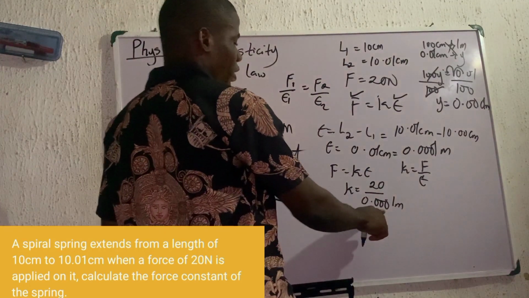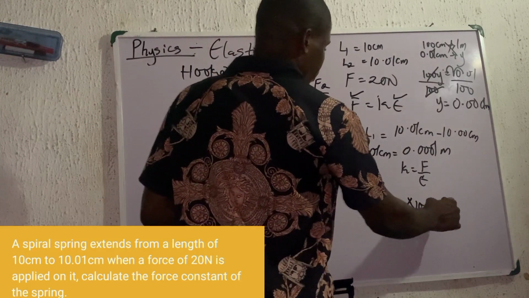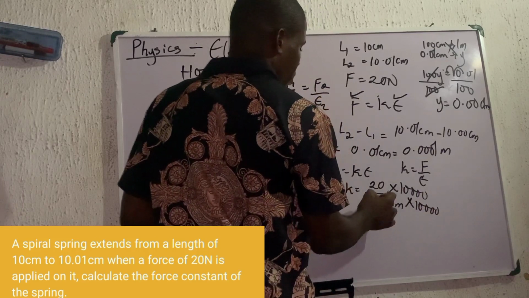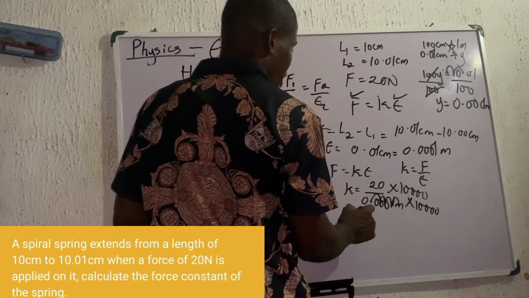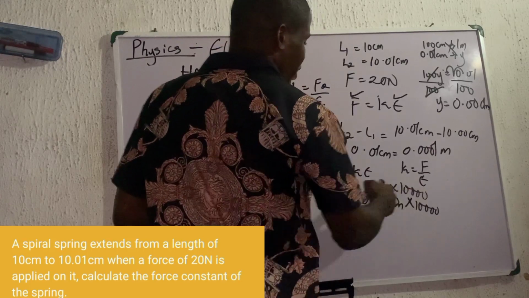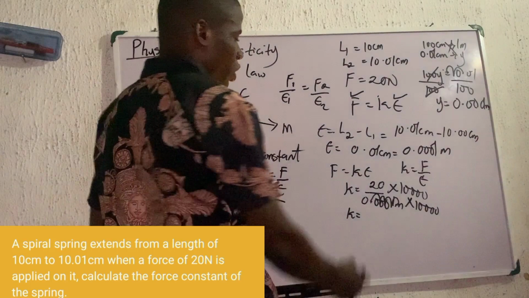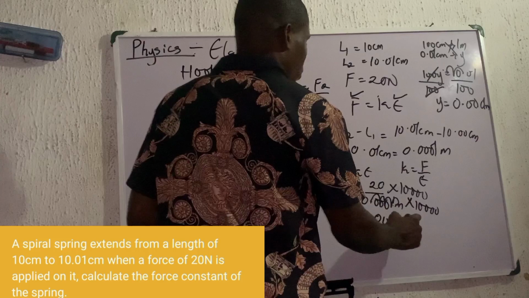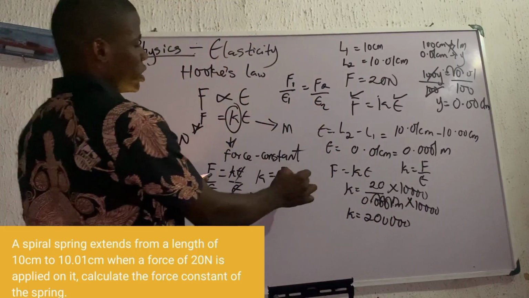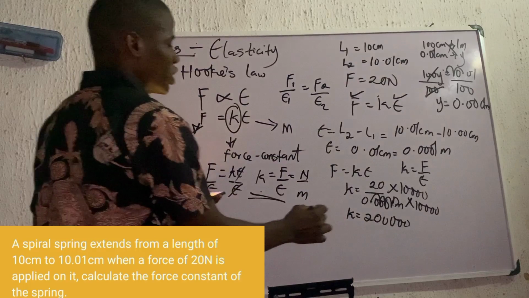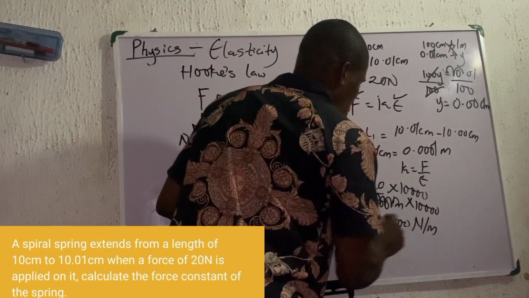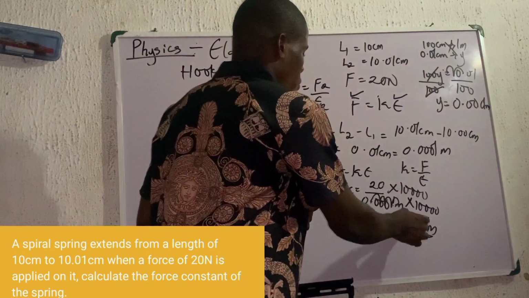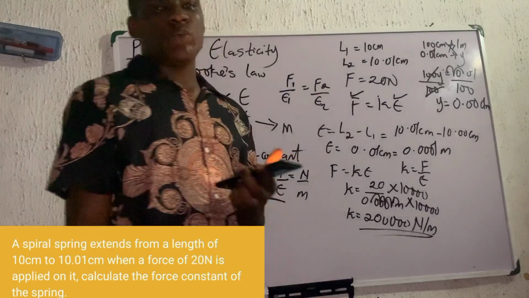So 20 divided by 0.0001, what do I have to do? I have to remove decimal points here. So if I say times 10,000 here, times 10,000 here, so 1, 2, 3, 4. I have counts 1, 2, 3, 4. So I'm having K is equals 20 times 10,000 is 200,000 all over 1. So the force constant is 200,000. What's the unit? The unit is Newton all over 1 meter. That's Newton per meter. So my answer is 200,000 Newton per meter. Or you say 2 times 10 raised to power 5 Newton per meter. That's standard form.